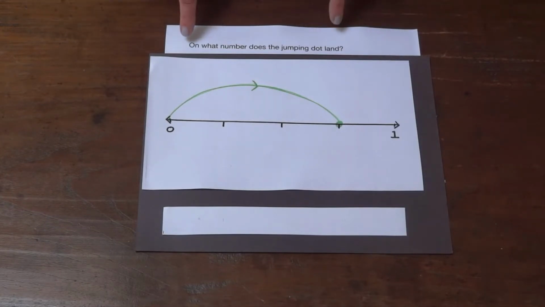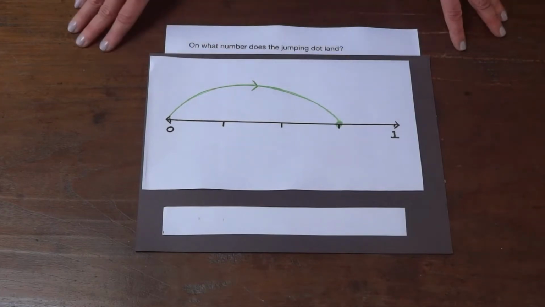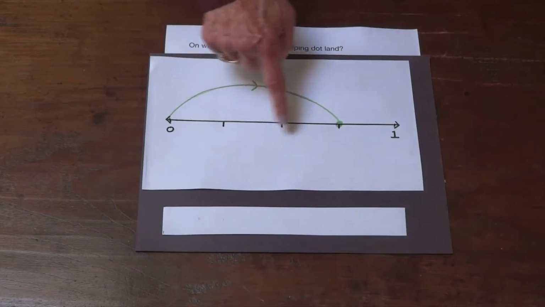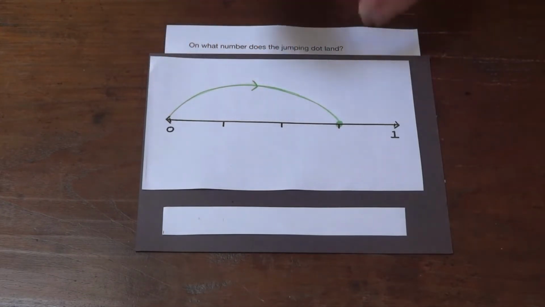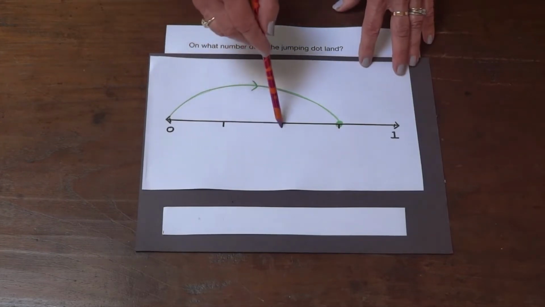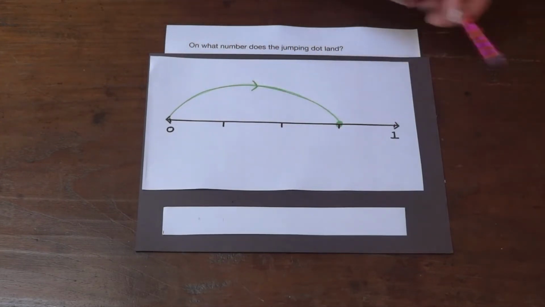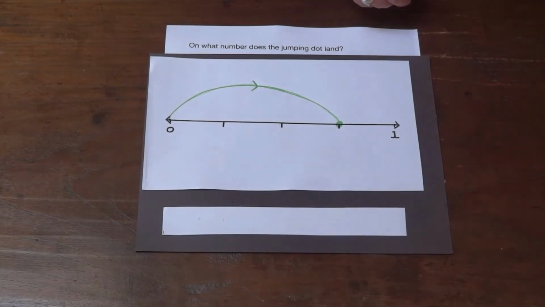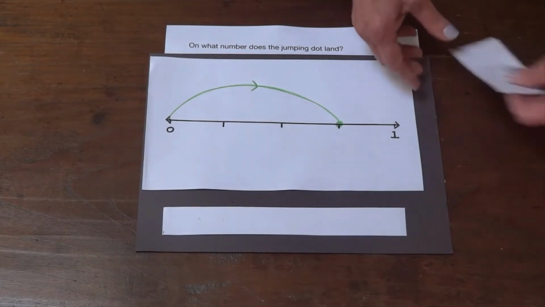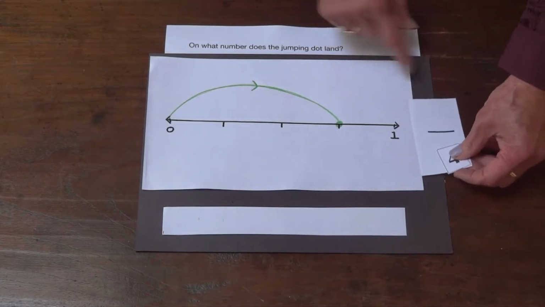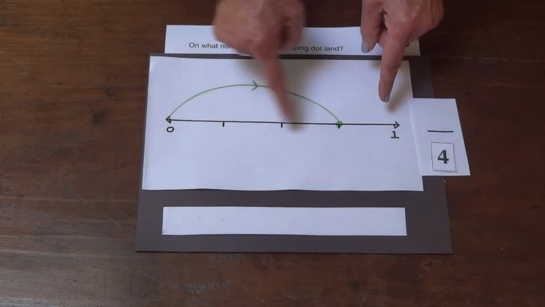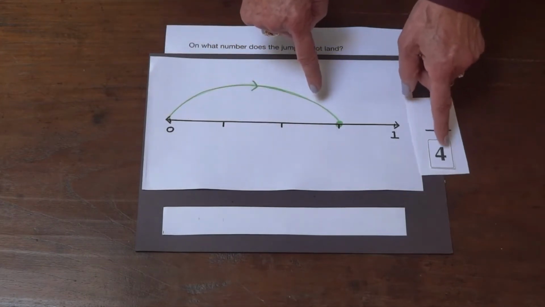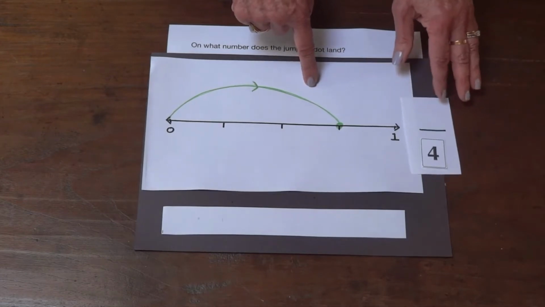Now here's the task we have. On what number does the jumping dot land? Okay, it's going to land here. But first I have to know what are the fractional parts I've divided this whole line into. Well, I can count and see that I have 1 part, 2 parts, 3 parts, 4 parts, and that's how I get the denominator or the lower number of my fraction. I can see that there are 4 parts that this line is divided into, and we call them fourths. That's the denominator or lower number of a fraction.